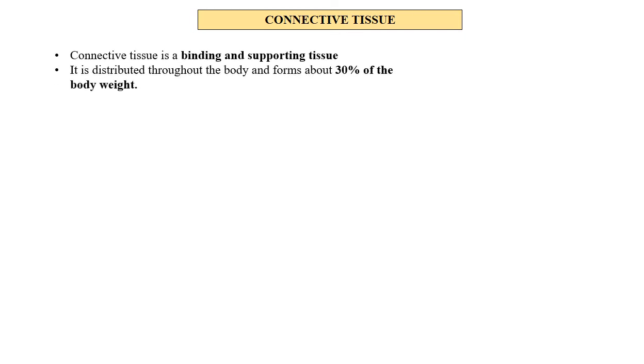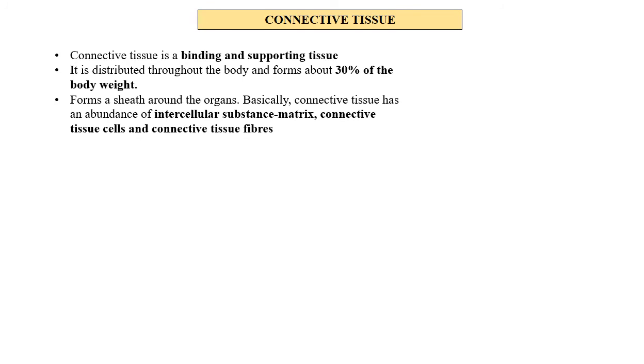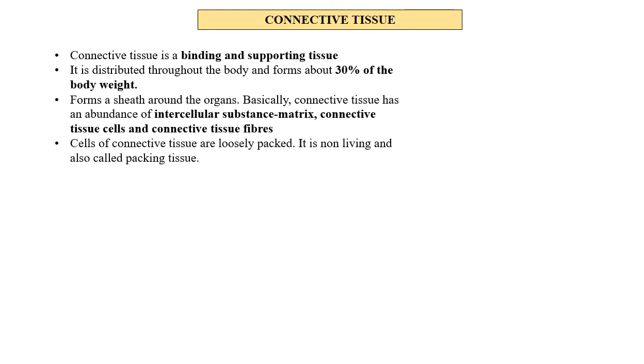Connective tissue. Connective tissue is a binding and supporting tissue. It is distributed throughout the body and forms about 30% of the body weight. It forms a sheath around the organs. Basically, connective tissue has an abundance of intercellular substance, matrix, connective tissue cells, and connective tissue fibers. Cells of connective tissue are loosely packed. It is non-living and also called packing tissue.